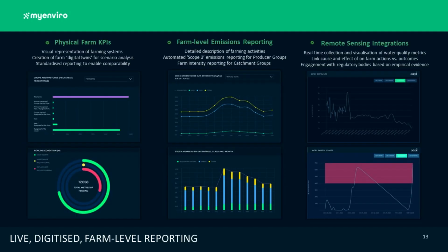Once the farm features are added, information is linked to the reporting tab. In the reporting tab we can view a summary of the paddocks, fence lines, stock and greenhouse gas figures pulled through from FarmMax.